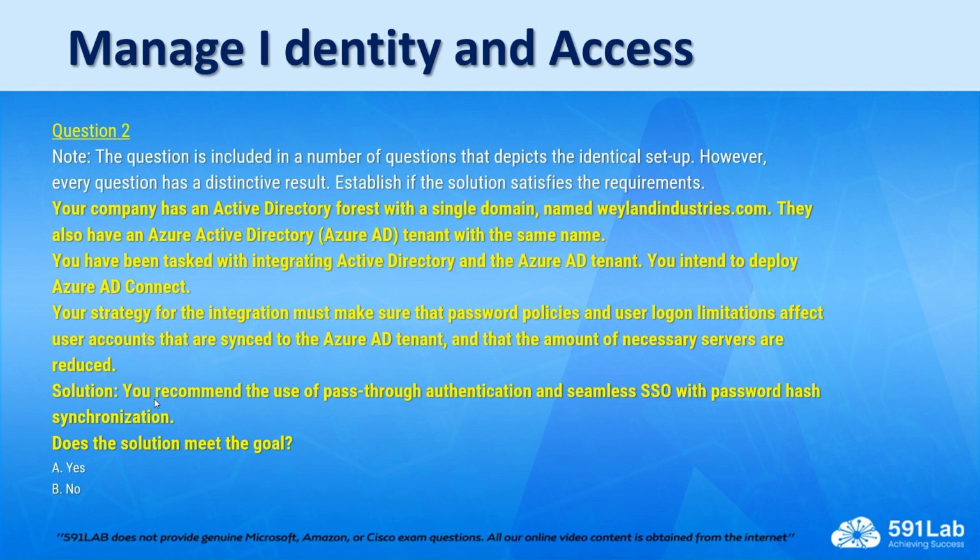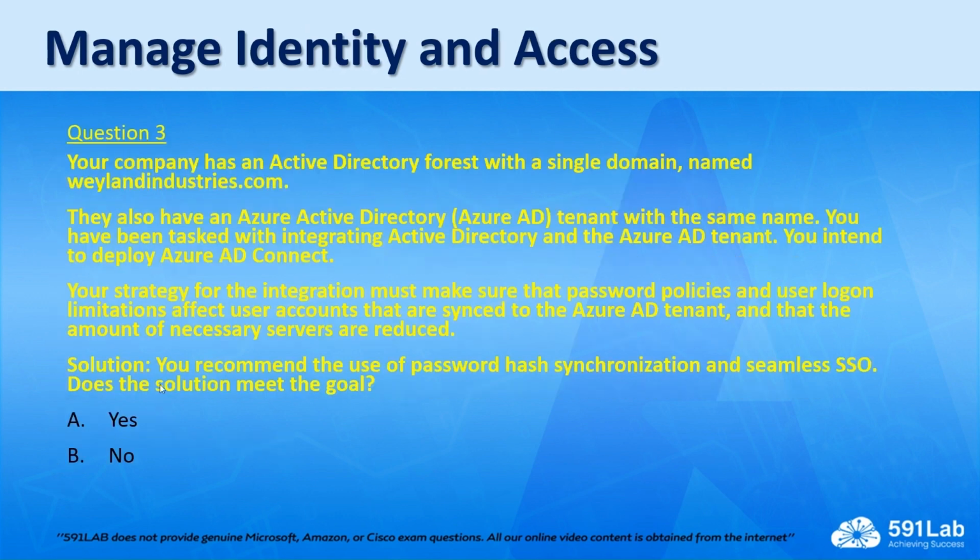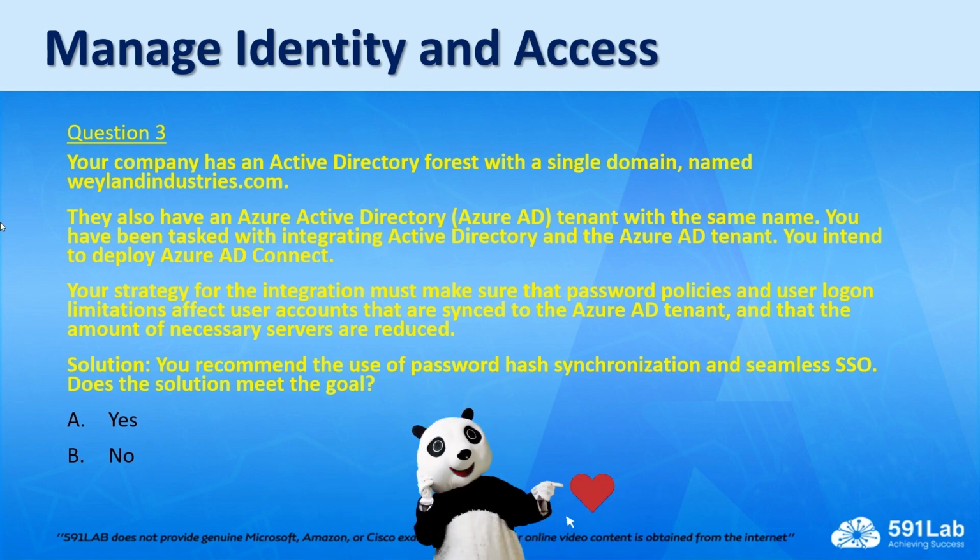or no. So question 3 is still the same question, as we've discussed on question 2, but the solution provided is sort of different. So you're the one to determine whether the solution is correct or no. Now, let me just reread the question again. Your company has an Active Directory forest with a single domain name waylandindustry.com. They also have an Azure Active Directory, Azure AD tenant with the same name. You have been tasked with integrating Active Directory and the Azure AD tenant.